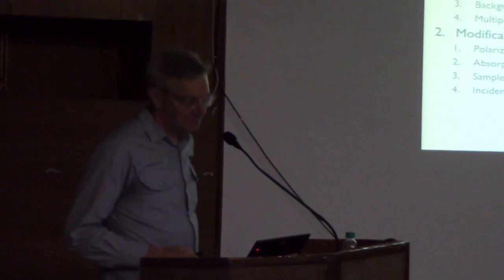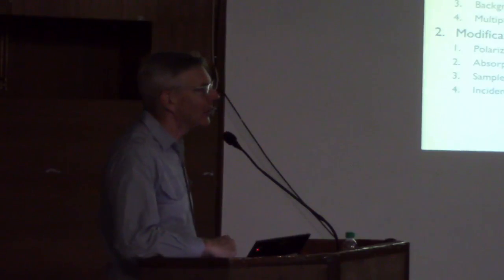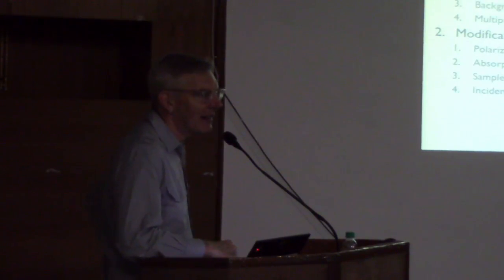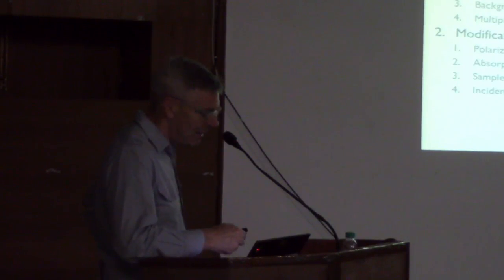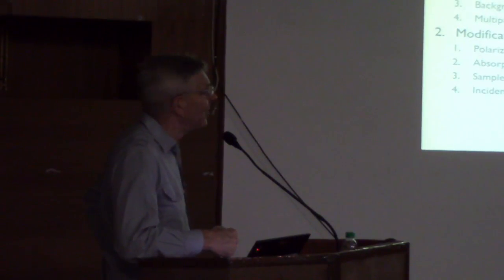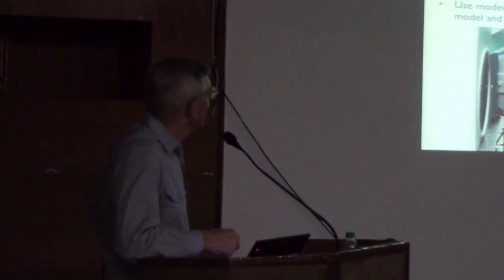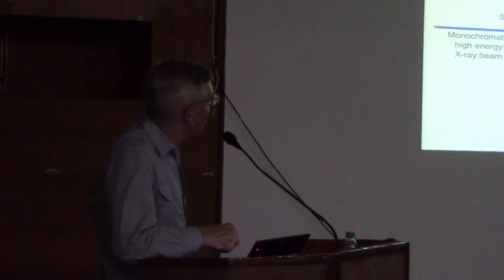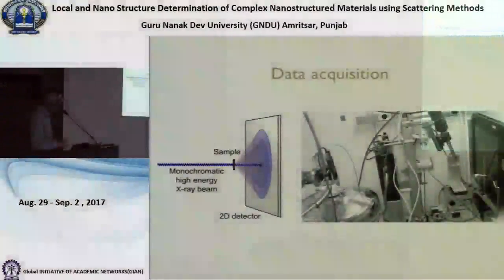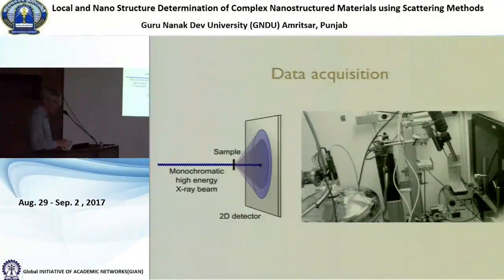Okay, so we've talked about how you make X-rays, and then we've talked about how you do PDF experiments with X-rays. And now we have to figure out a little bit about how to do the data processing. So the experiment looked like this, where the beam came in, hit the sample, and we exposed the detector.